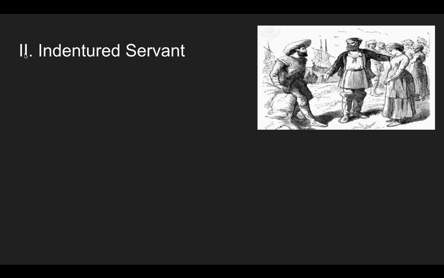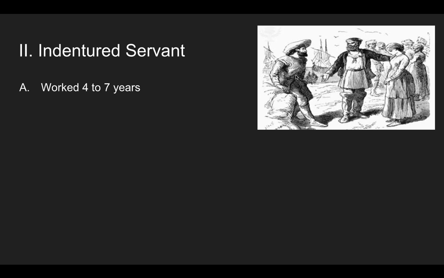Roman numeral 2, so heading 2 is indentured servant. And we see in the picture here, this woman is going to serve as an indentured servant to this gentleman. She's probably just arrived with all these people from Europe, and she's found out who her master is going to be. So this is the person who is going to be telling her what to do and providing her with labor or work to do.